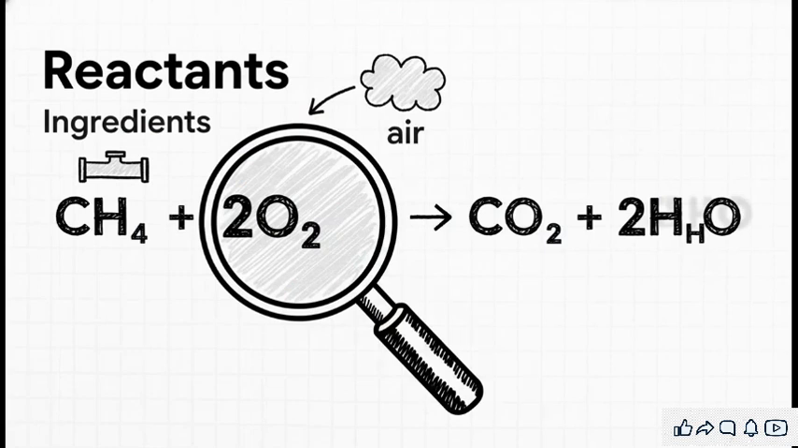First things first, let's talk about the reactants. These are your ingredients, the stuff you're putting into the reaction. You will always find them on the left side of that arrow. So for our gas stove flame, our ingredients are methane, the gas coming from the pipe, and oxygen, which is just all around us in the air.